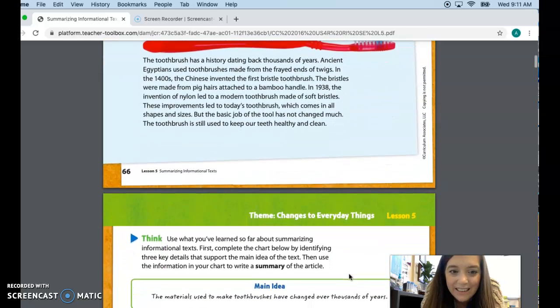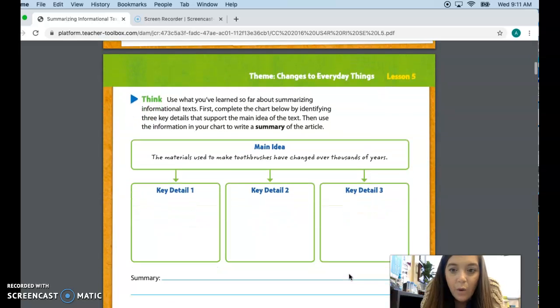Oh, that's interesting, isn't it? All right, so we're going to think about what we've learned so far about summarizing informational text. So we know that summarizing informational text is telling the most important idea of the text. It says complete the chart below by identifying 3 key details that support the main idea. They already have the main idea for us. The materials used to make toothbrushes have changed over thousands of years. So we're going to find some key details to support that, and then we're going to use the information in this chart to write a summary of the article.